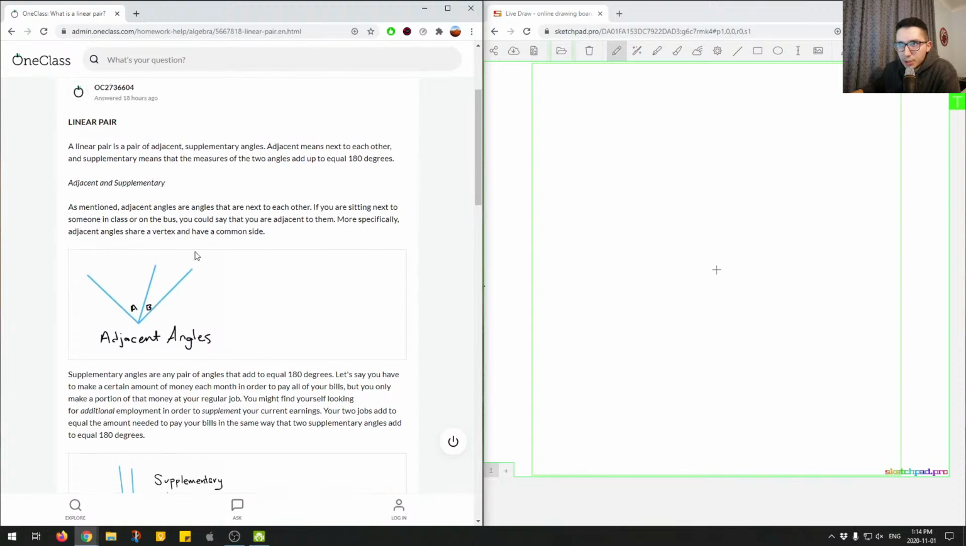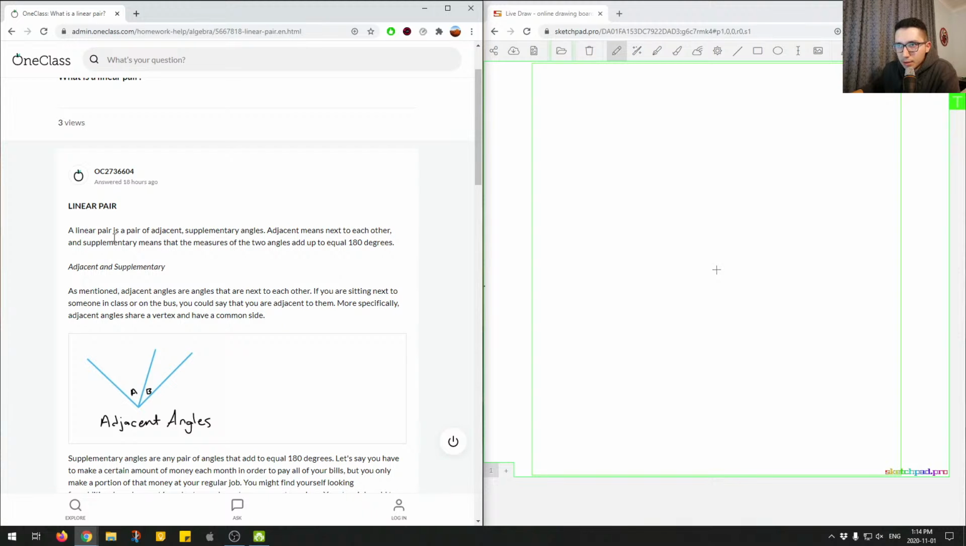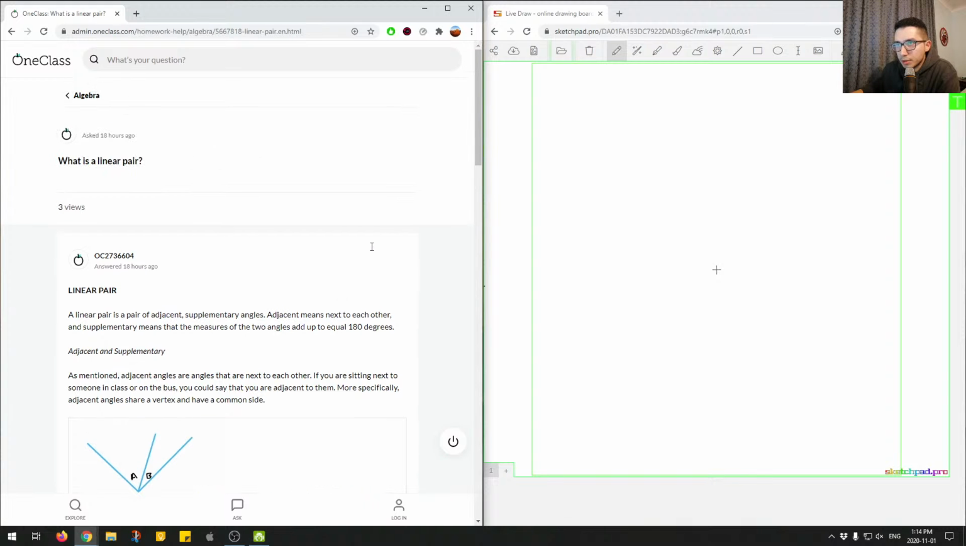But we'll go through what the junior tutor explained here, because the rest of these angle combinations are also important to understand. So here, a linear pair is a pair of adjacent supplementary angles. Adjacent means next to each other, and supplementary means that the measures of the two angles add up to 180 degrees. Okay, so let's number this as question number 1. So we're saying there's going to be two angles, let's say angle A plus angle B, and this will give us 180 degrees, based on the definition.